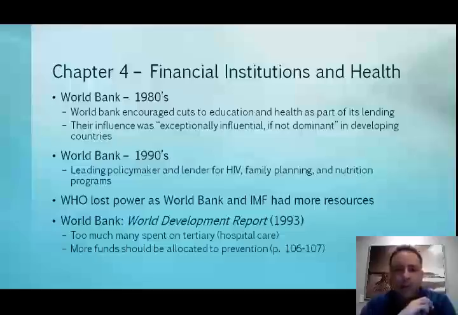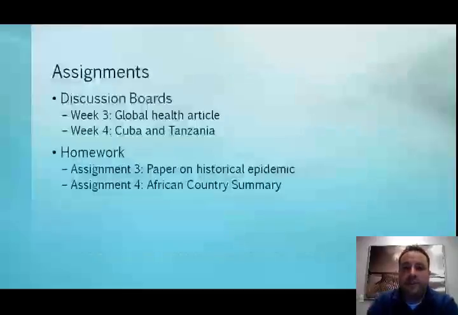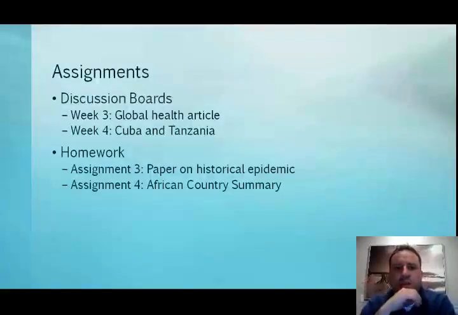Then the World Bank, again, comes up with a report in 93 basically saying too much money is spent, especially in developing countries, on tertiary hospital care, when the money would be better spent on prevention versus spending it all on more expensive hospital care. And again, that's in your book and the pages are there. So that's chapter 4. Now, looking at your assignments.